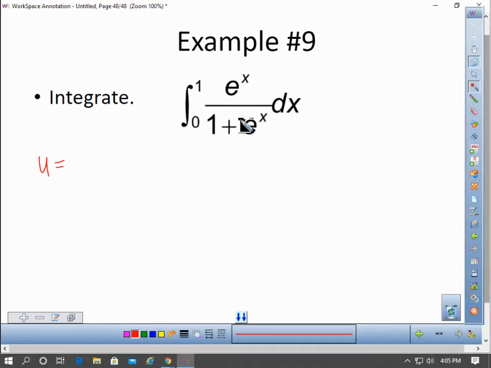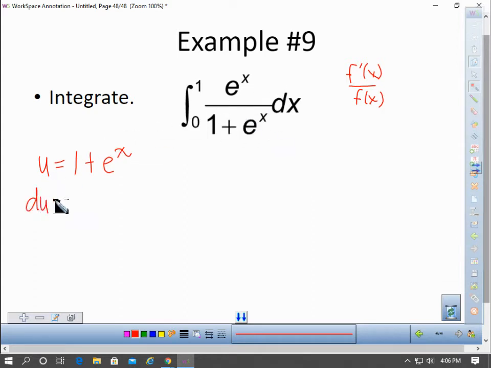So in this case, I don't want my u to be my x. What I want to do is, in this case, I want my u here to be my denominator, because if you notice, the derivative of your denominator, which is 1 plus e to the x, is e to the x, which is my numerator. So this is a situation where I have derivative over function. Okay? So don't ever let just u equal x. Don't ever do that. All right, because it's not going to get you anywhere. U has to be something more complicated than just x. So I'm going to let u be my denominator.